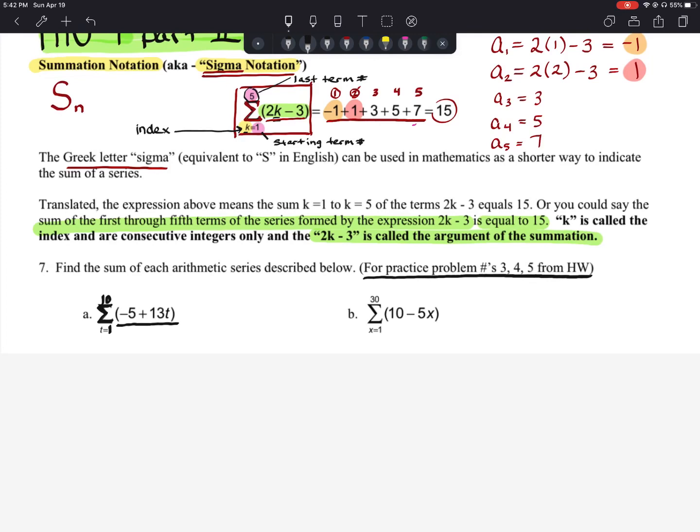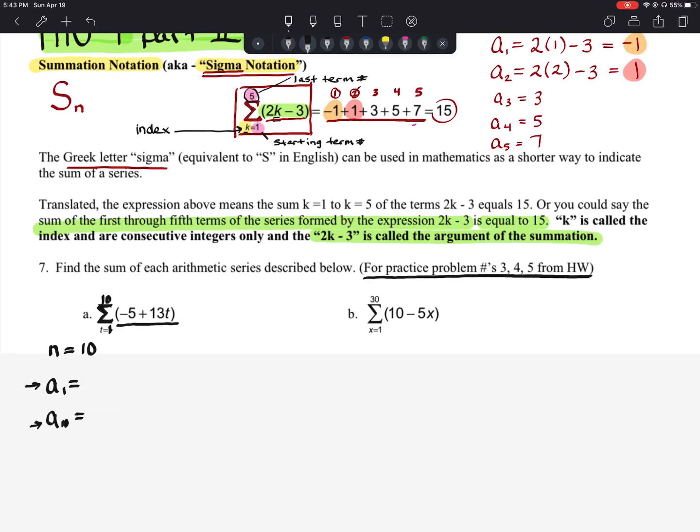Some of the things we know here: we know the number of terms. If you're going from the first term to the 10th term, there's going to be 10 terms. These numbers sometimes will be different, but if I had from the first term to the 10th term, I know that there are 10 terms. Then, if I'm doing the sum of a series, I need to know what a sub 1 is going to be, and I need to know what a sub 10 is going to be, right? My first term and my last term.